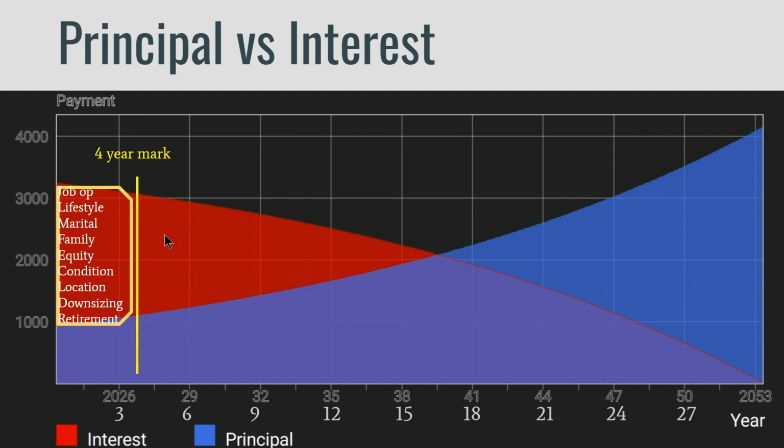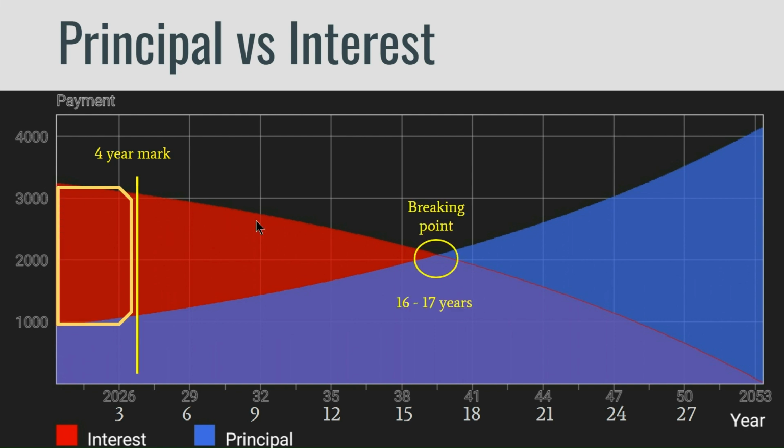So there are a lot of reasons why, and based on the statistics that the bank has, most people only live in their house between 4 to 13 years, and that is why the majority of us will never pay off our house. And now let's talk about the breaking point. What is the breaking point?